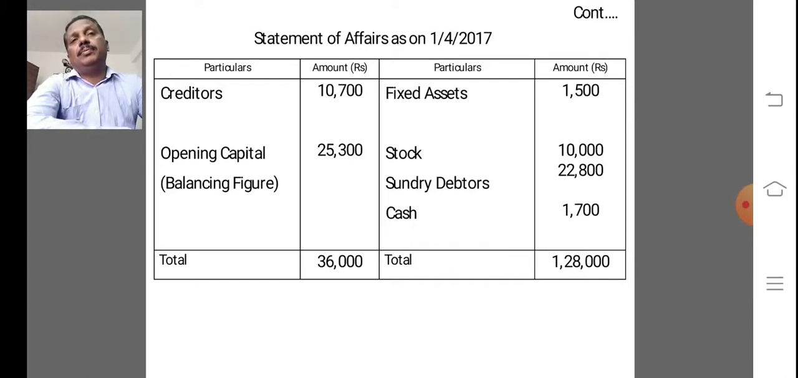The total of the asset side is 1,28,000. The difference on the liability side is 25,300, the balancing figure. So we call it opening capital. For what purpose do we prepare the statement of affairs? To find out the opening capital.